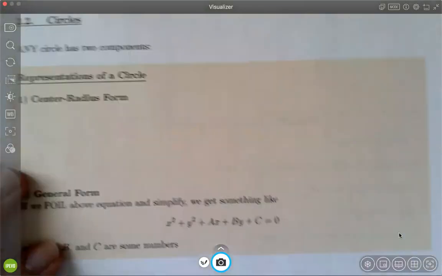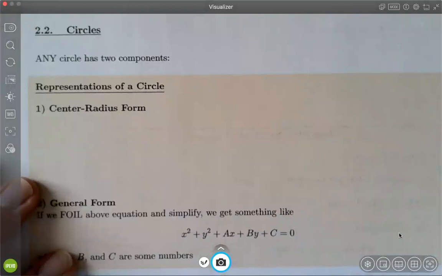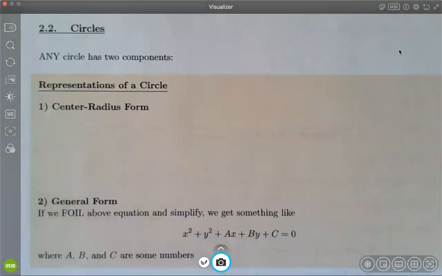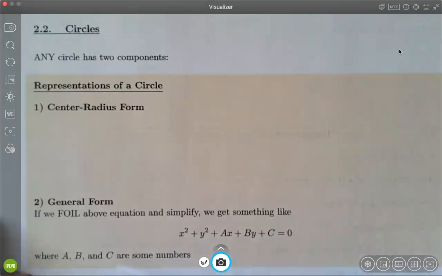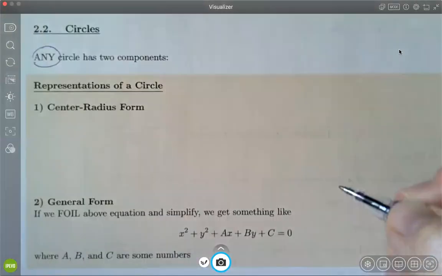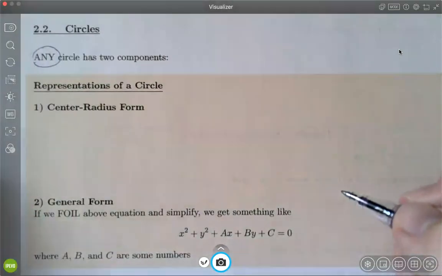Okay, so here is 2.2. The circles. Okay, so circles, that is kind of like one of the most interesting objects in math, okay? And any circle has two components, okay? Any circle has two components. What are some components of the circle that you can think of? So basically, what does any circle have? A radius and a diameter. Okay, okay, the radius, yes.